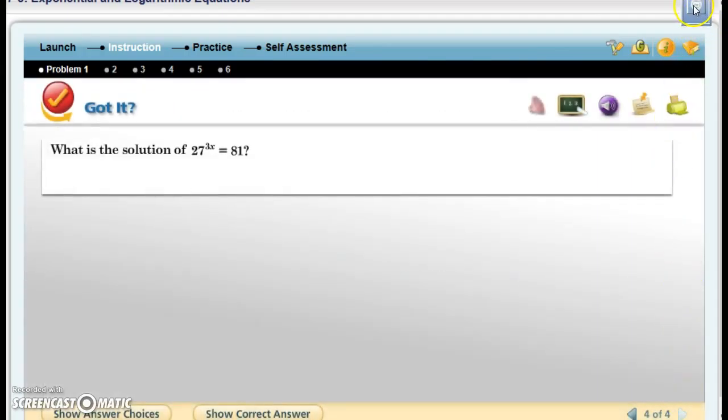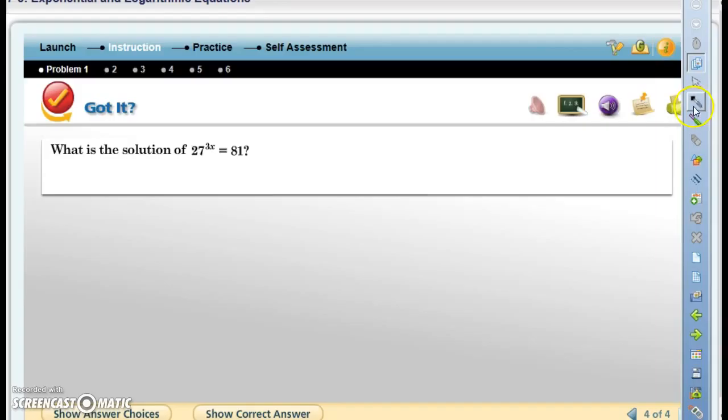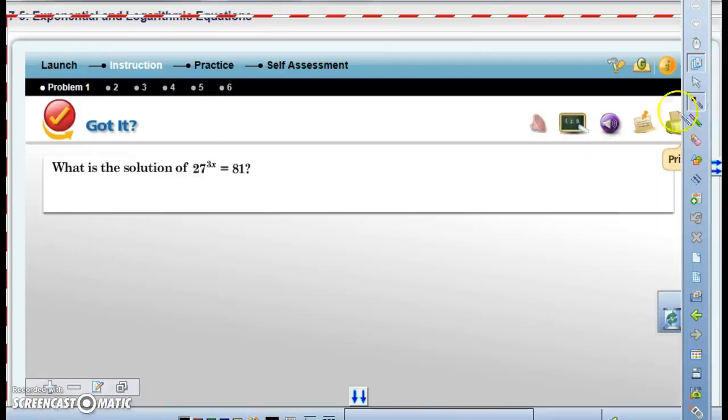All right, let's try one. Let's do one algebraically because right now we don't have any answer choices. So the first thing that we're going to do is try to get these to be in the same base. So 27 and 81. We need to write those so that they have the same base. So 27 can be written as 3 cubed, and 81 can be written as 3 to the 4th.